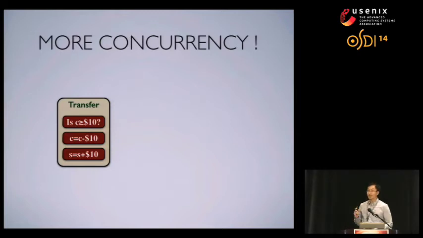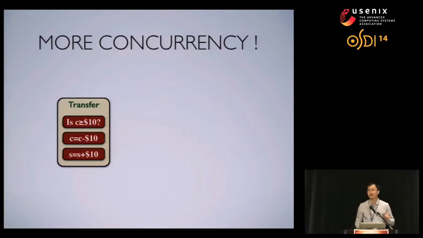So our first goal is to enhance concurrency. A naive way to do it is to break down transactions into smaller ones, providing finer granularity of isolation. So here's a transfer transaction which transfers money from one's checking account to their savings account. This transaction first checks the balance of the checking account. If there is enough money, it deducts the amount of money from the checking account and adds it into the savings account.